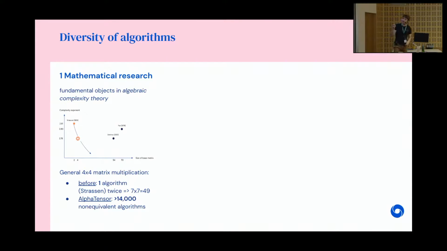And one particular result I would highlight is that before this work, there was only one algorithm known for how to multiply two 4x4 matrices in the general case using 49 multiplications. And the only way was to use Strassen's algorithm recursively twice. So that's why it's 49, because 7 times 7 is 49. But AlphaTensor actually discovered more than 14,000 provably non-equivalent algorithms, which are not related to Strassen's. So this is already of interest in itself within this field of mathematics.